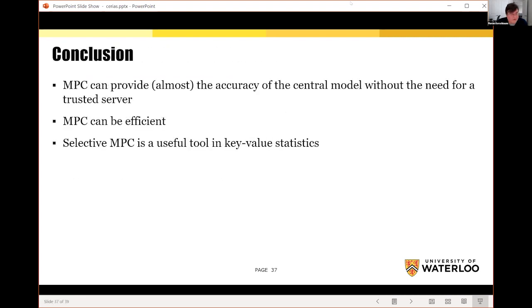All right, so I can now approximately wrap up my talk. This is the conclusion of this presentation. We have seen that MPC can provide almost the accuracy of the central model without the need for a trusted server.